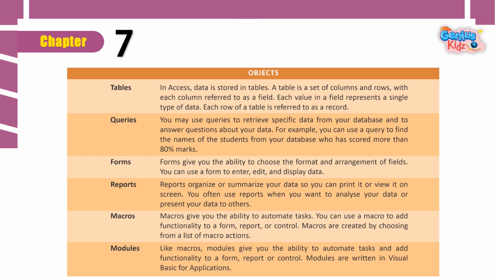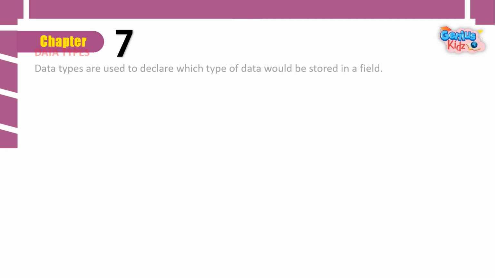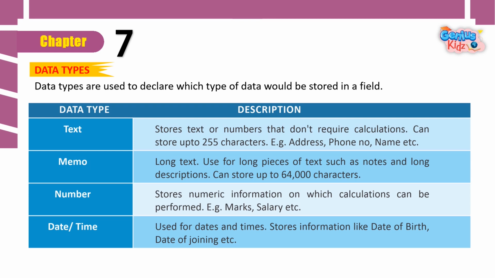Modules. Like macros, modules give you the ability to automate tasks and add functionality to a form, report, or control. Modules are written in Visual Basic for Applications. Data types. Data types are used to declare which type of data would be stored in a field. Data type, description. Text. Stores text or numbers that don't require calculations.